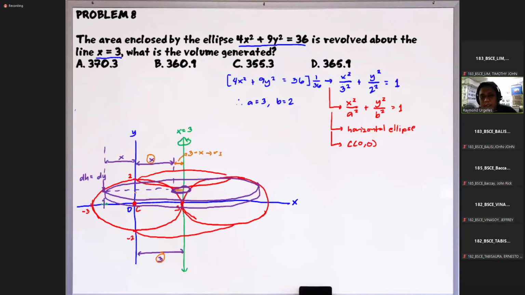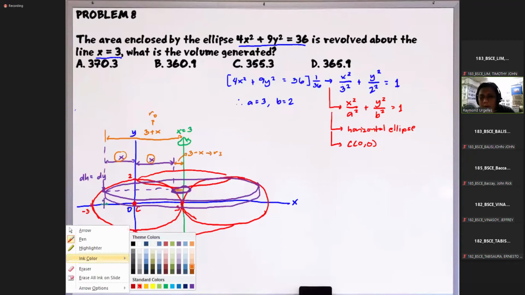Then for the outer radius, that will be from here, hanggang dito sa axis of revolution natin. Okay, since this is x units and this is 3 units, alam natin that this should be 3 plus x units, diba? So ito naman yung ating outer radius. So kompleto na natin yung mga kailangan natin for the washer method.